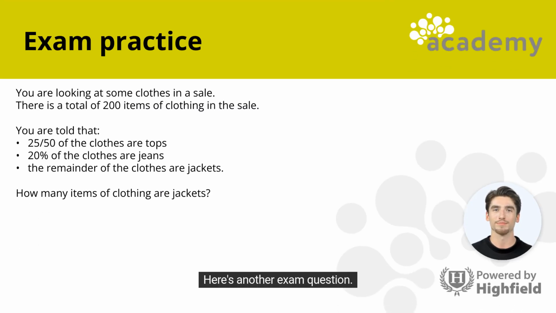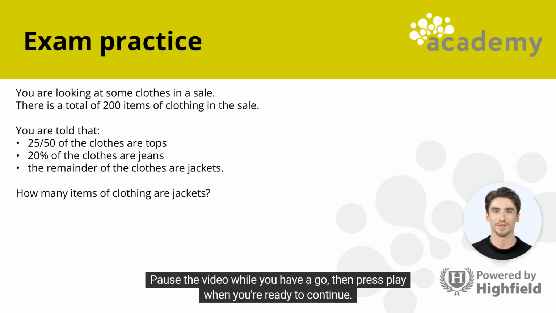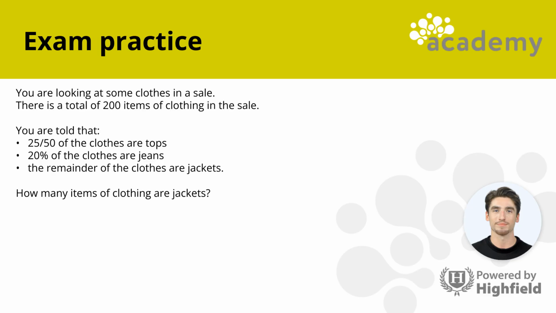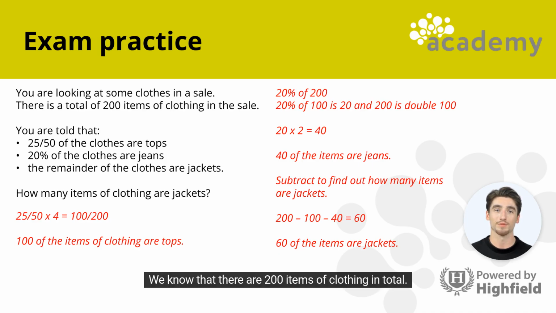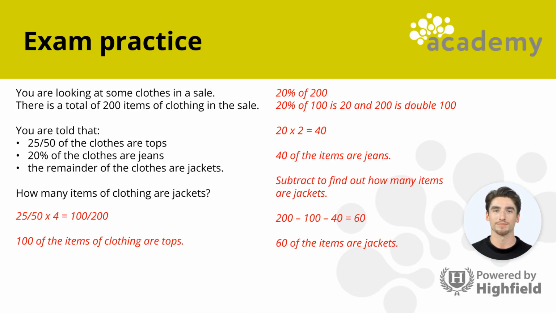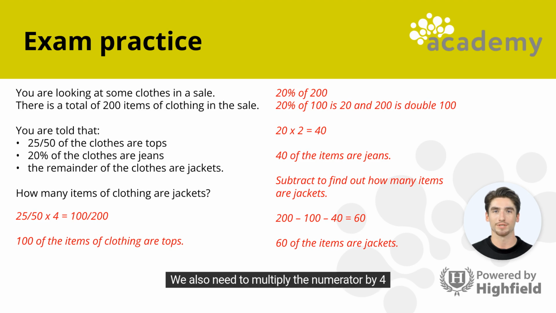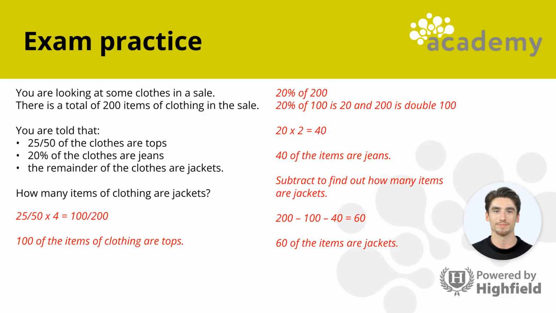Here's another exam question. Pause the video while you have a go, then press play when you're ready to continue. Let's check your answer. We know that there are 200 items of clothing in total. First, we convert 25 out of 50 into 200ths. 4 multiplied by 50 equals 200, we also need to multiply the numerator by 4. 25 multiplied by 4 equals 100. 100 of the items are tops.